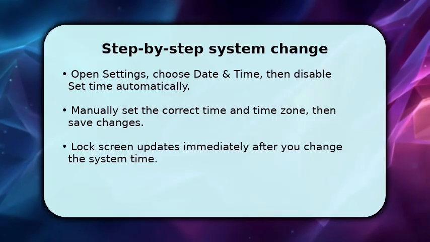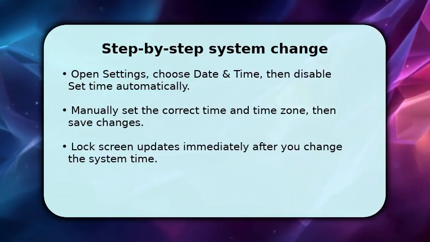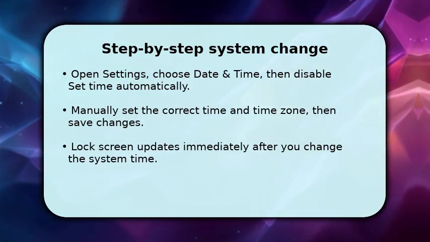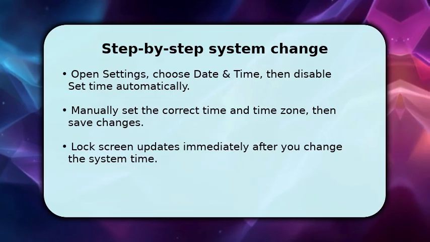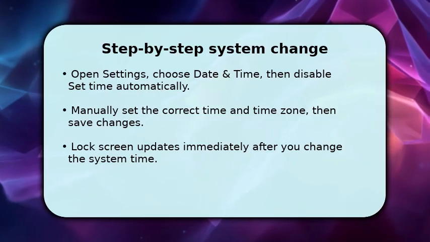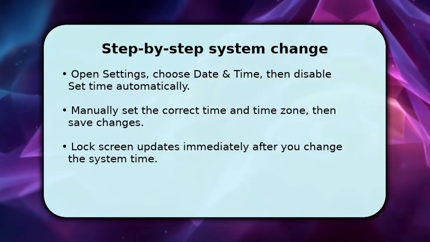Start by opening Settings and selecting Date and Time options. Turn off Set Time automatically so manual controls become available. Tap Change or set to enter the correct hour and minute values. Adjust the time zone to match your geographic location precisely.